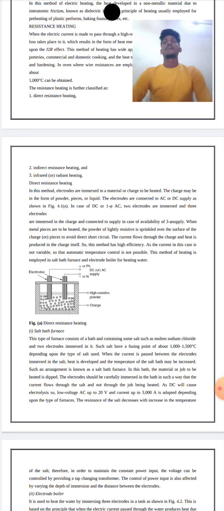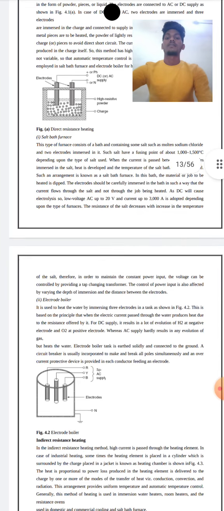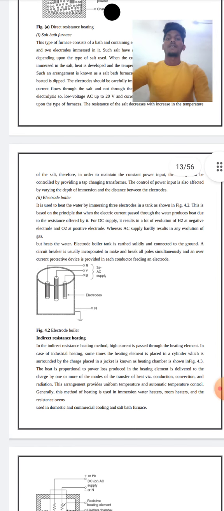Second one is indirect resistance heating. In this method, current is passed through the heating element. The heating element is placed in a cylindrical jacket surrounding the charge, as shown in the figure.